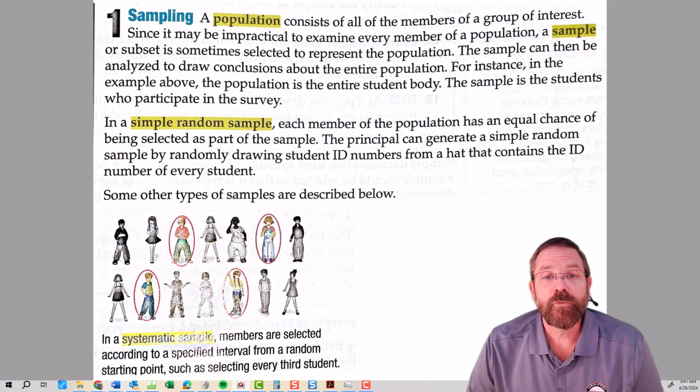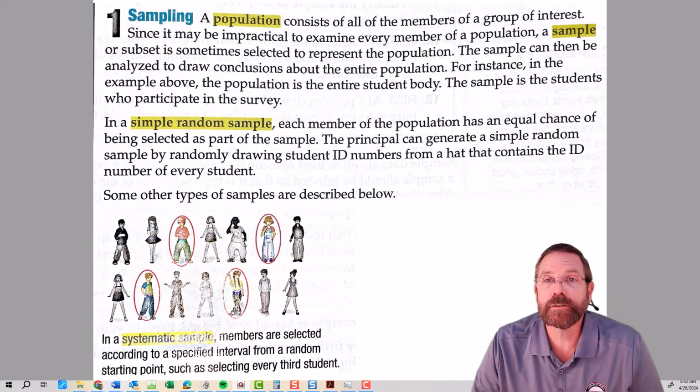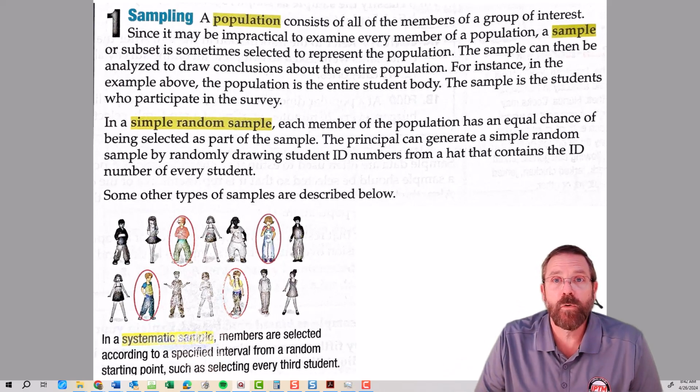Other types of samples are described below. First, we're going to look at a systematic sample. For a systematic sample, students are selected according to a specific interval from a random starting point, such as selecting every third student. Interestingly enough, when law enforcement do roadblocks for safety checks, they can't just randomly pick vehicles out of the line that look like they'd be worth looking closer at. Instead, they have to use either every vehicle gets checked or a systematic sample where it's like every fifth vehicle gets checked, something like that.